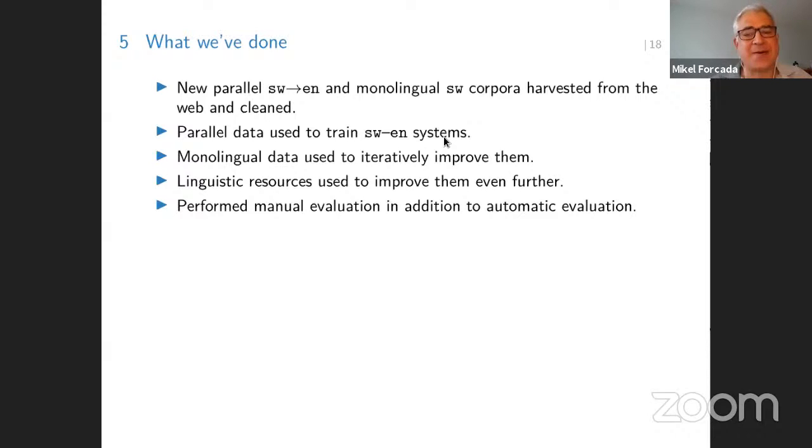Deeply cleaned in the case of the parallel corpus. We use the parallel corpus to train the Swahili English systems and English Swahili. And we use monolingual data to iteratively improve them via generation of synthetic source data for back translation. And then we used linguistic resources, in particular part-of-speech taggers, to improve the systems even further. We perform manual evaluation in addition to automatic evaluation.